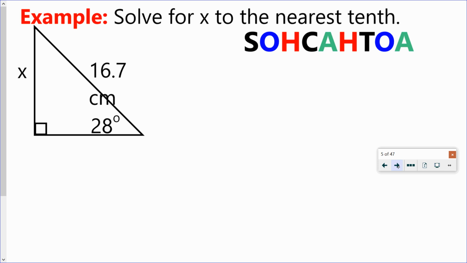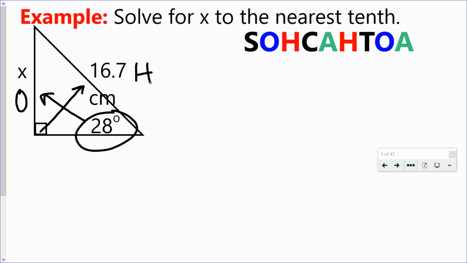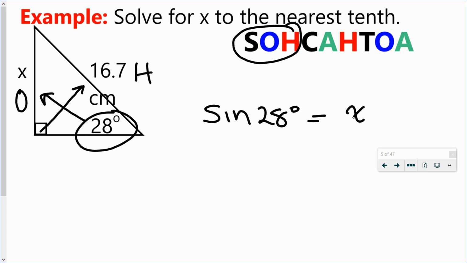So let's do our first example. For this one here, we want to solve for x to the nearest tenth. So let's label all of our sides in relation to this angle here of 28 degrees. Looking at this, this side here is directly opposite. This side here, the slanted side, is the hypotenuse. So what uses O and H? Well, that's SOH. So that's sine. So let's write that out. Sine of 28 degrees is equal to opposite x over hypotenuse 16.7.